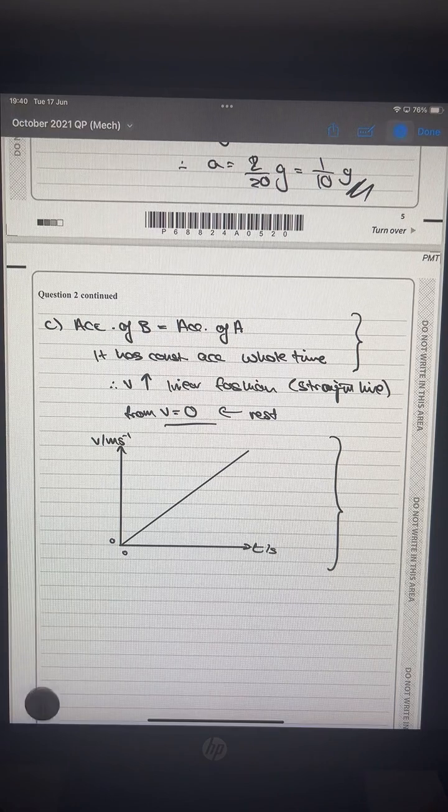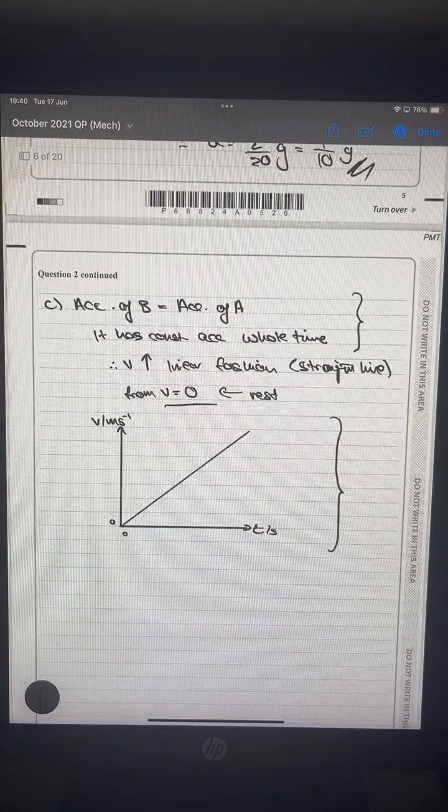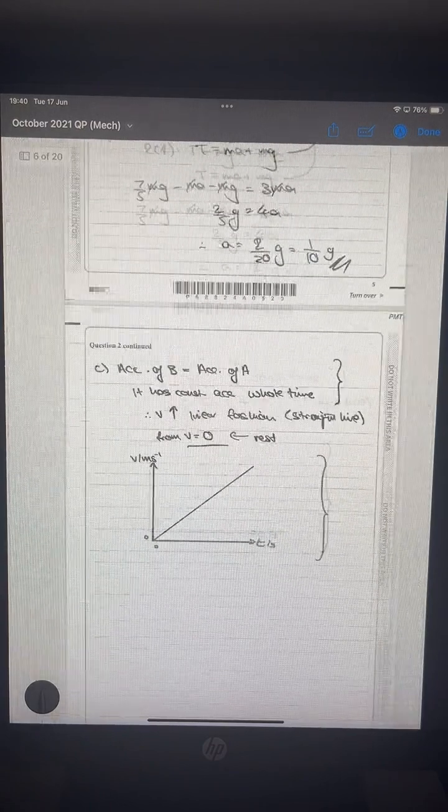All right. So that's part C. Does that make sense, guys? Like why it looks like this and that explanation you give? Let me know if there are any questions.